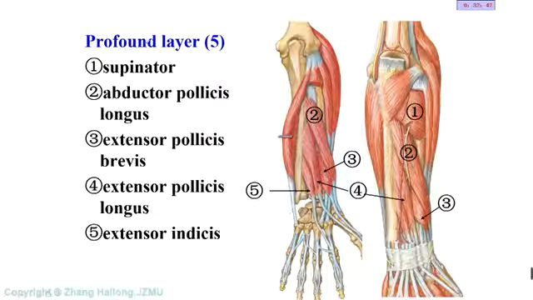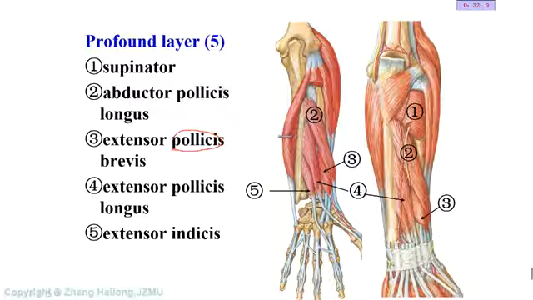Now let's see the deep layer. There are also 5 muscles. The first one, supinator, goes from the ulna to the radius and makes supination. Second one, abductor pollicis longus. This one. Third one, extensor pollicis brevis. Here, to your thumb.